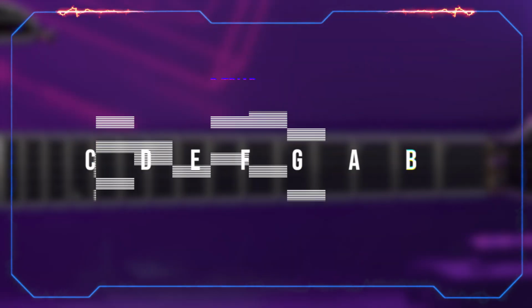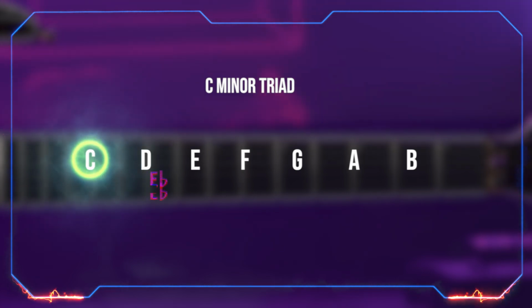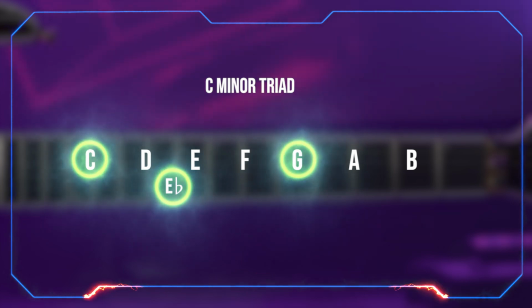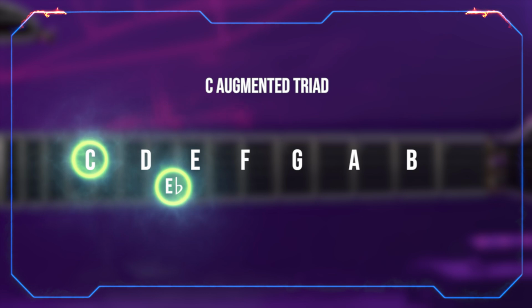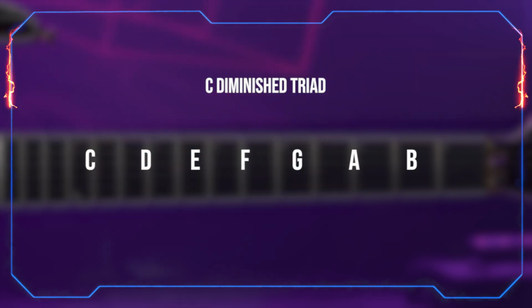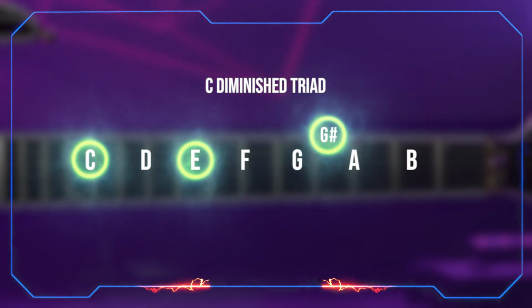If you wanted to create a C minor triad, the formula is root note, minor third, and perfect fifth. There's only 1 note that is different. A diminished triad is the root note, minor third, and a diminished fifth. And an augmented triad is the root note, major third, and an augmented fifth.